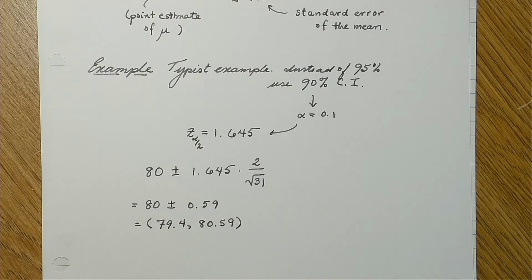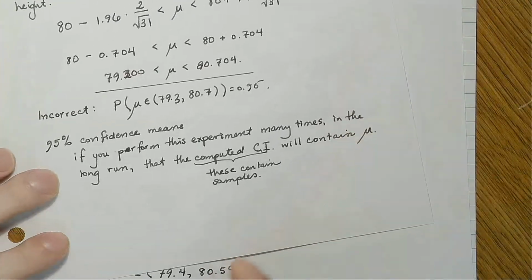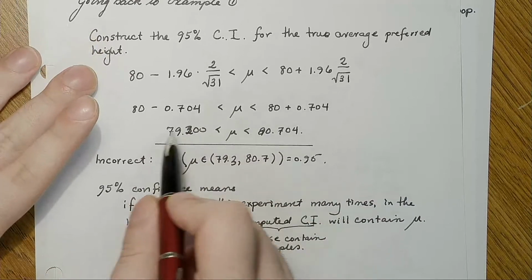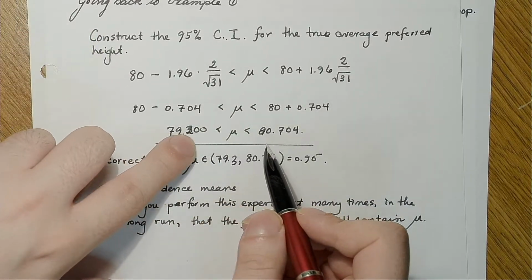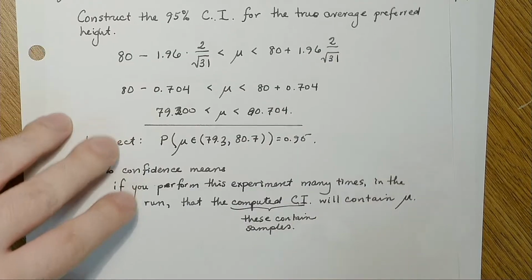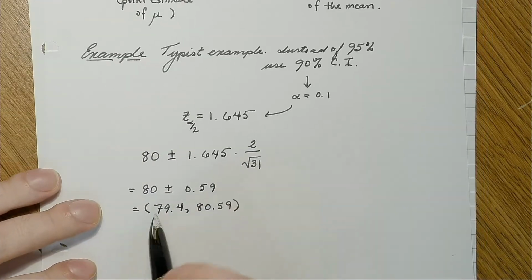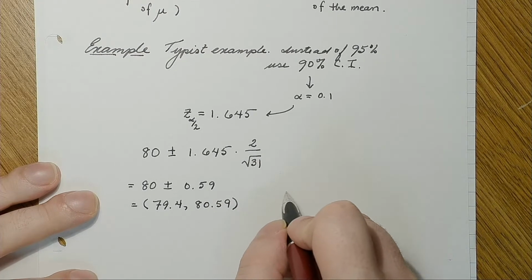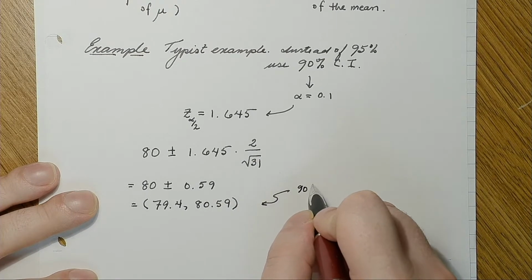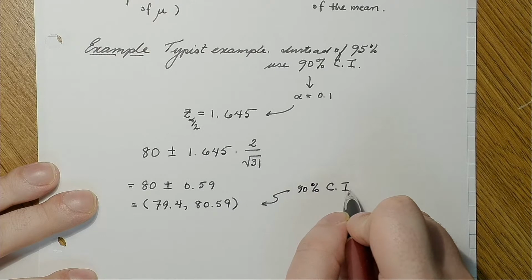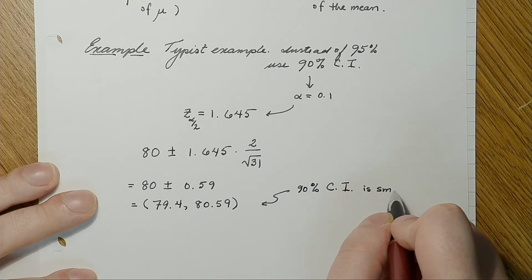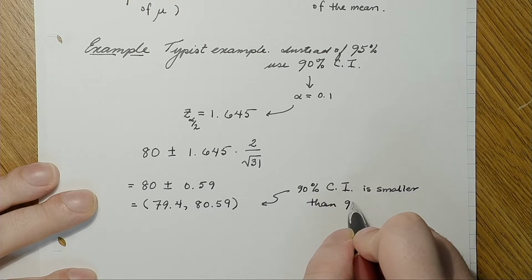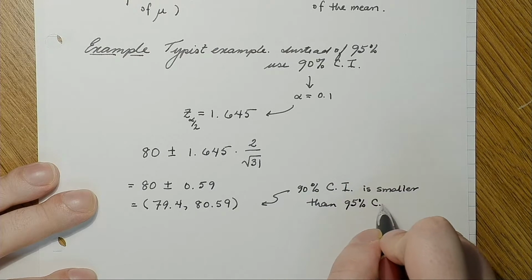And if you notice, this is what we got for the 95% confidence interval. We had 79.3 and 80.7. And over here, we have 79.4 and 80.5. And then it's actually smaller. So the 90% confidence interval is smaller than the 95% confidence interval.